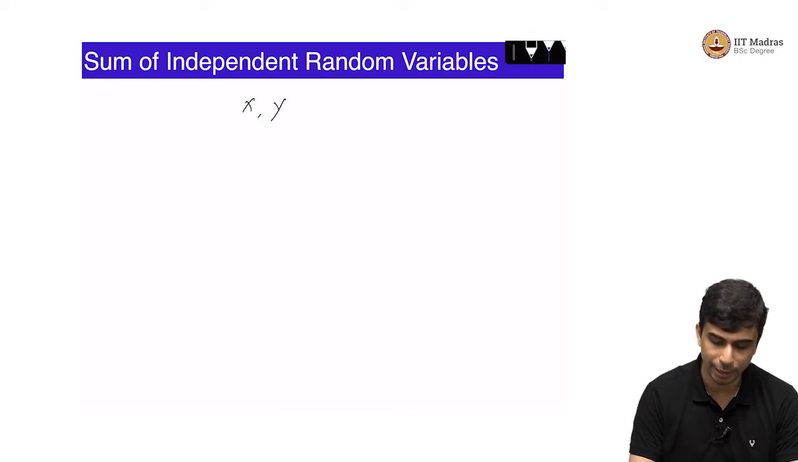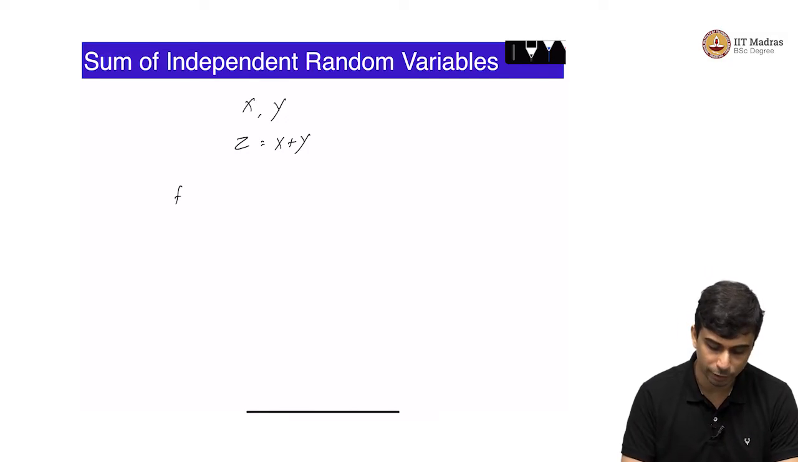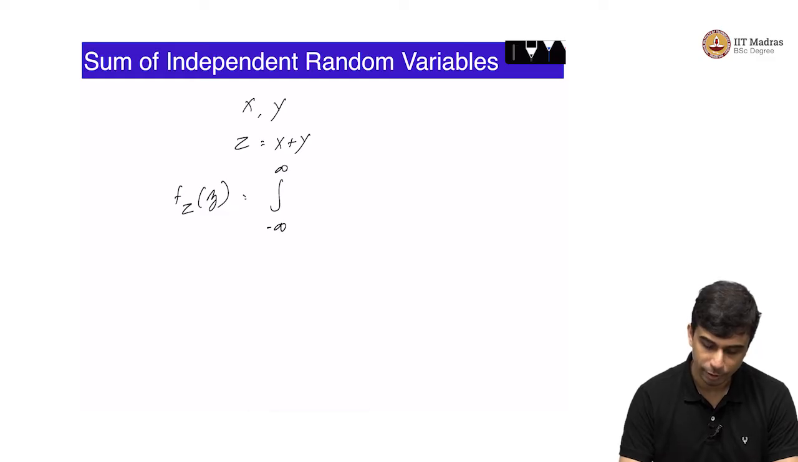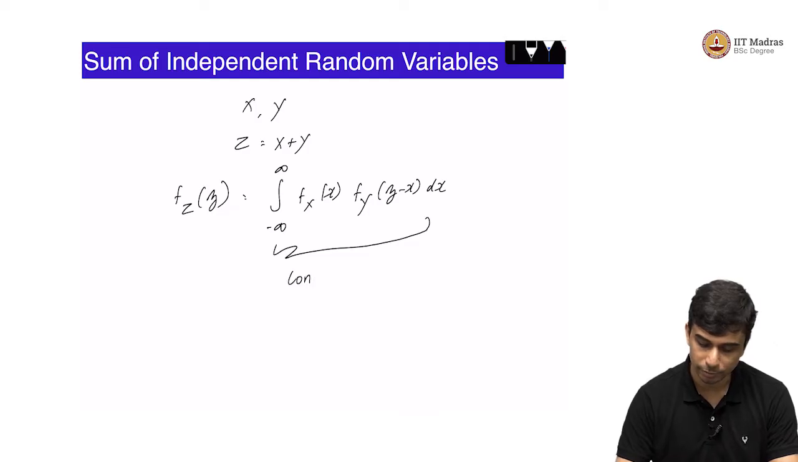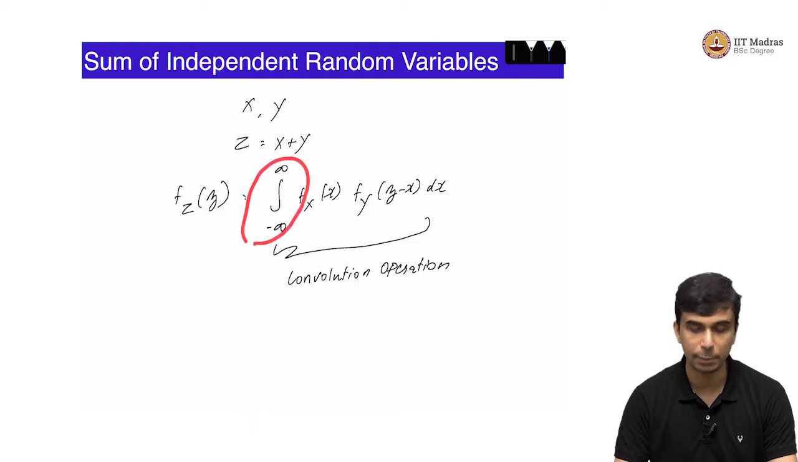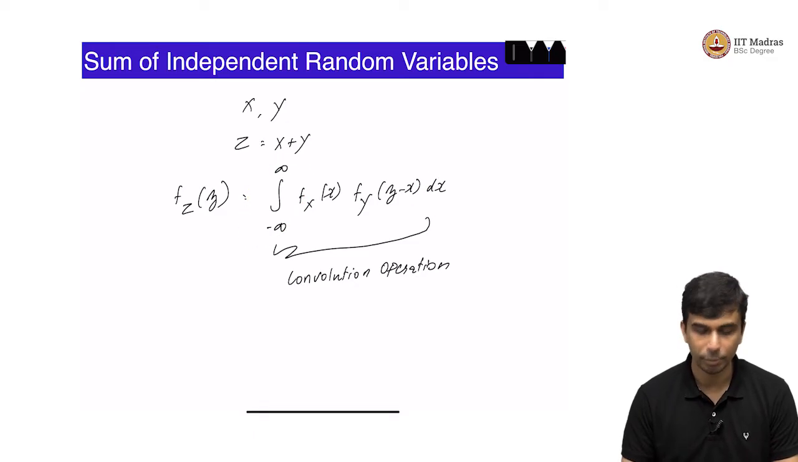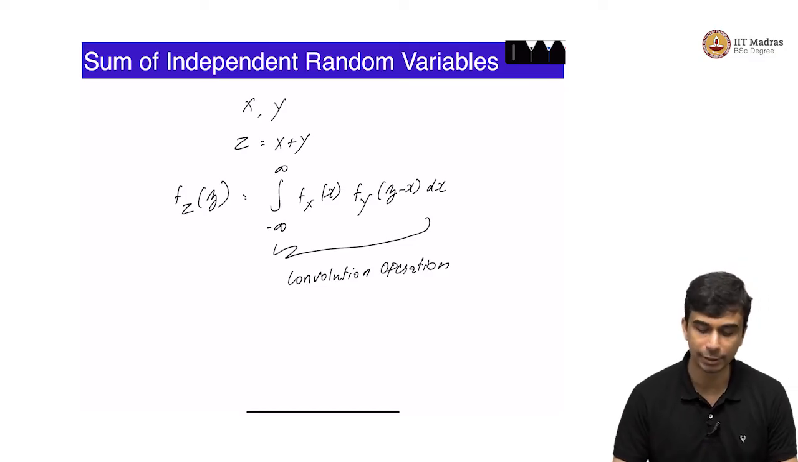You have X and Y as independent random variables, and let us say Z is equal to X plus Y. In the same way that we did for discrete random variables, we can also show that the density of this new random variable Z is given by the integral from minus infinity to infinity of f_X(x) times f_Y(z minus x) dx. This operation is called the convolution operation, and it is exactly analogous to the discrete random variable case. The only difference is that the summation there is replaced by the integration and dx here. I am not going to prove this statement here, but the proof is almost the same as for the discrete case.